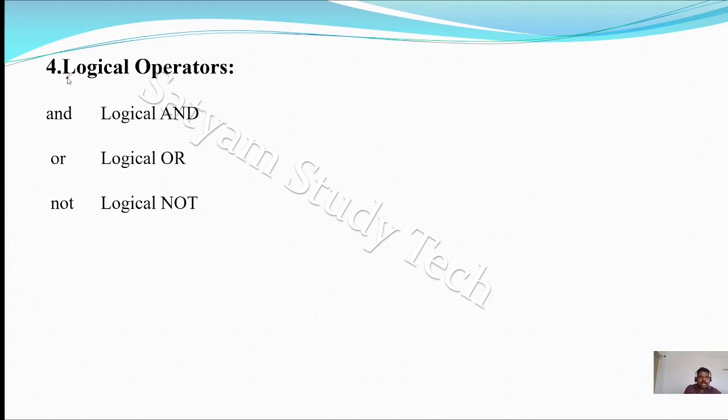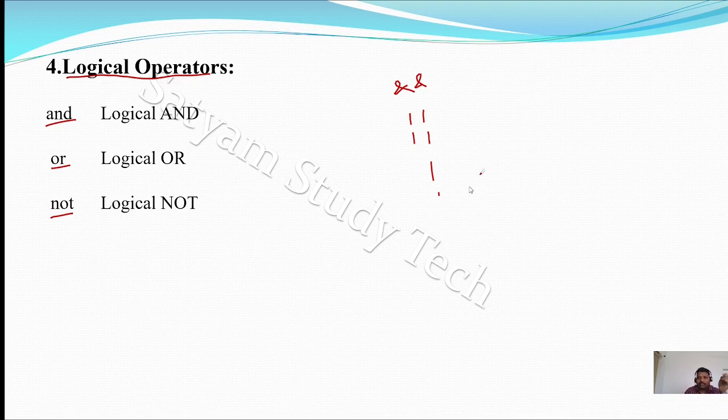Today's topic is logical operators. Here we have logical AND, logical OR, and logical NOT. In C or Java, logical AND is written with a double ampersand, and likewise for OR and NOT. But in Python, you use the words and, or, and not. Now we can see an example, and then you can understand what logical AND is.